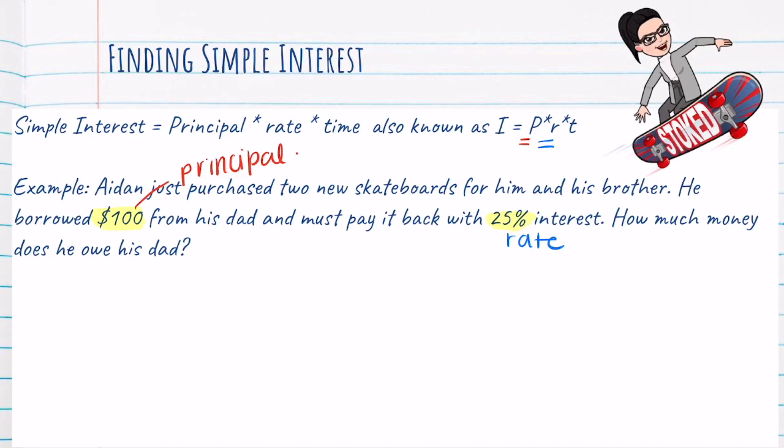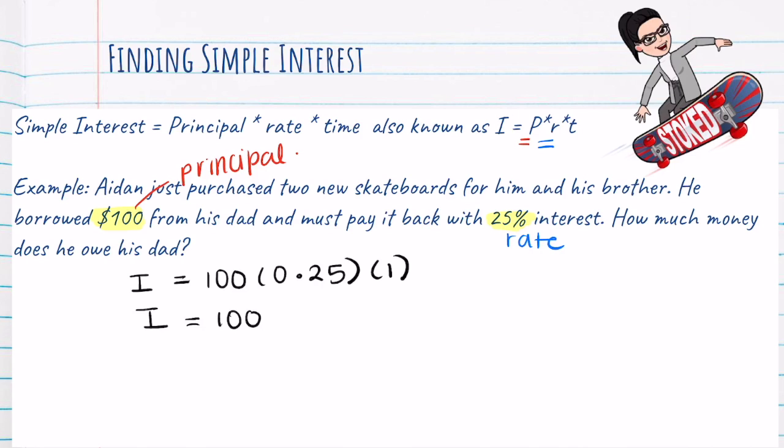To solve this, we're going to find the interest. So I is equal to principal, which is $100, times the rate. Remember, we always change the percent to a decimal. And then we're going to multiply it by time, which in this case is just 1. So to calculate, you know, 100 times 0.25.